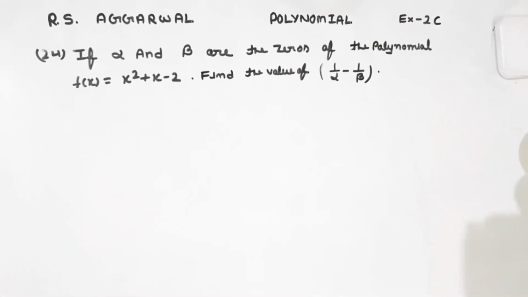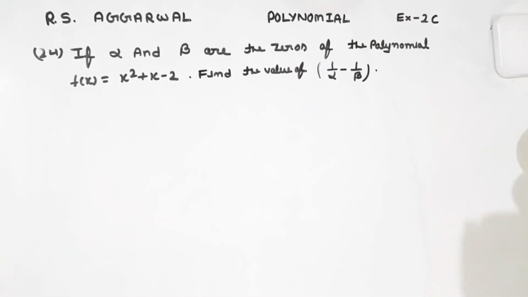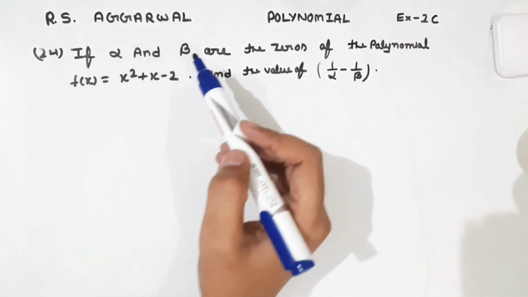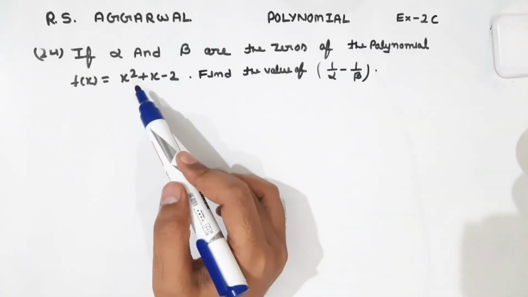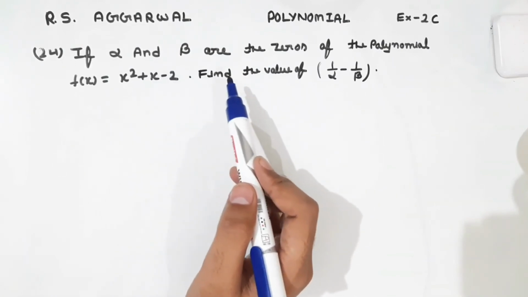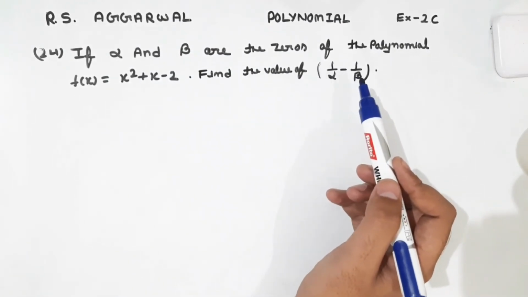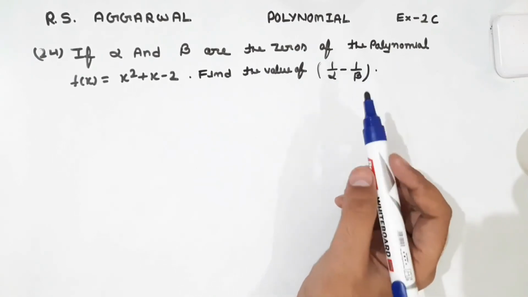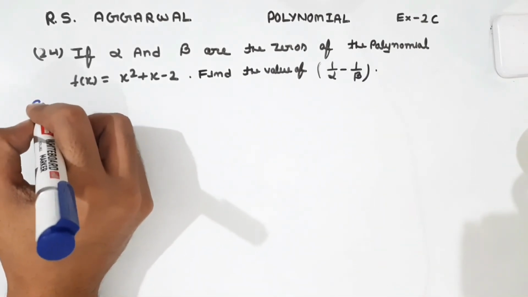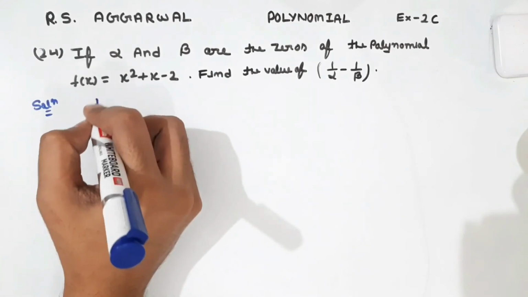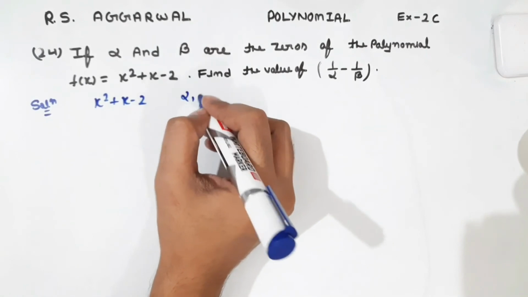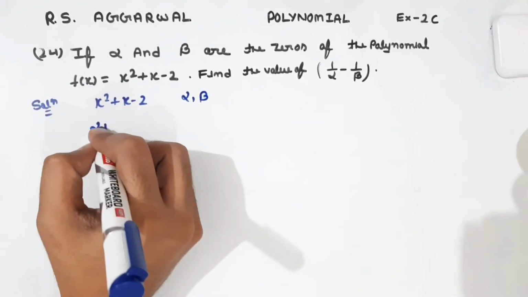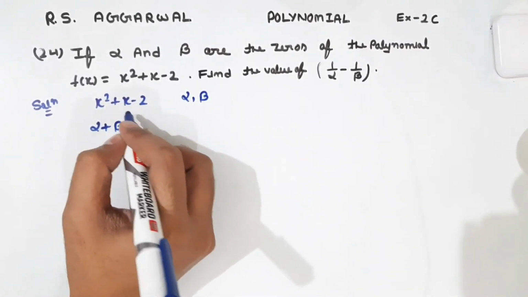R.S. Agrawal, chapter polynomial, exercise 2C, question number 24. If alpha and beta are the zeros of the polynomial f(x) equals x square plus x minus 2, find the value of 1 upon alpha minus 1 upon beta. So in this problem, we have a quadratic polynomial x square plus x minus 2 whose zeros are alpha and beta. So the sum of zeros will be equal to minus b upon a.